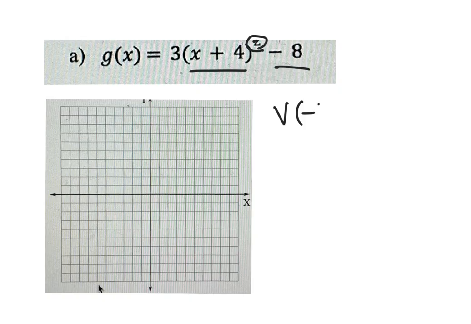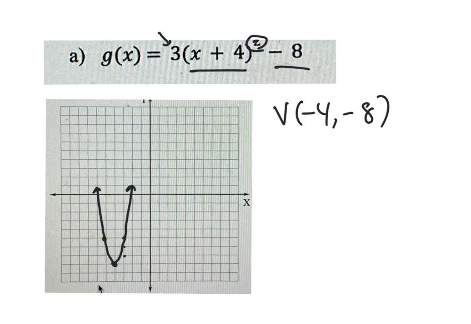So my vertex is -4, -8. So I'm going to go into there, -4, -8, right there. Now, because that 3 is positive, that means it's going to open up. If that would have been a -3, it would go down. Also, that 3 is a vertical stretch like we've talked about. So I'm going to go over 1, up 3, over 1, up 3. That's going to be my other 2 points. So my parabola is going to open up. It's going to be fairly skinny because the 3 has stretched it vertically.